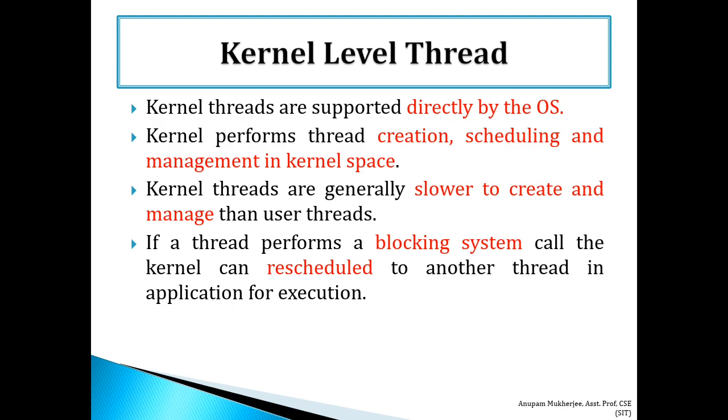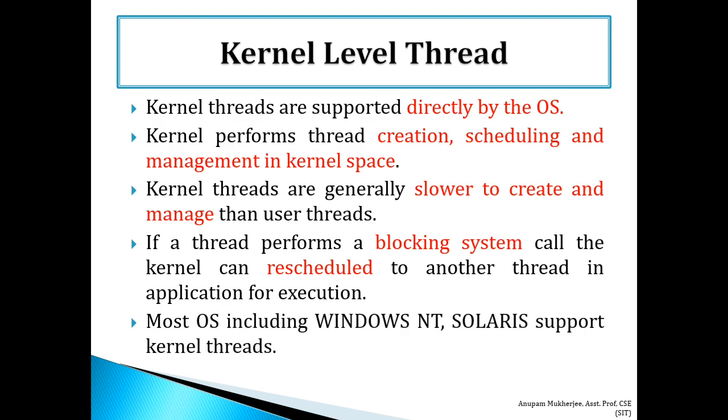If we are dealing with a multi-threaded kernel, with n number of kernels, and at any instance of time any one kernel is blocked, then the remaining n minus 1 kernels are available, so it can reschedule another thread in the application for execution. Most operating systems actually use kernel level threads. Windows NT and Solaris support kernel level threads.